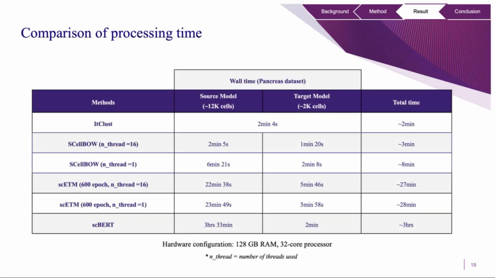Then, coming from a computer science background, one of the most important things was to see how fast it is, because we don't want a tool that runs for days just to get an output. So we compared SCellBOW with the different transfer learning tools using the pancreas dataset. Here we can see that ITClus takes 2 minutes to run when we have almost 14K cells, which is fast because ITClus takes the intersection of genes between the source and the target dataset. So basically, we are losing some of the information and we saw really bad performance from ITClus.